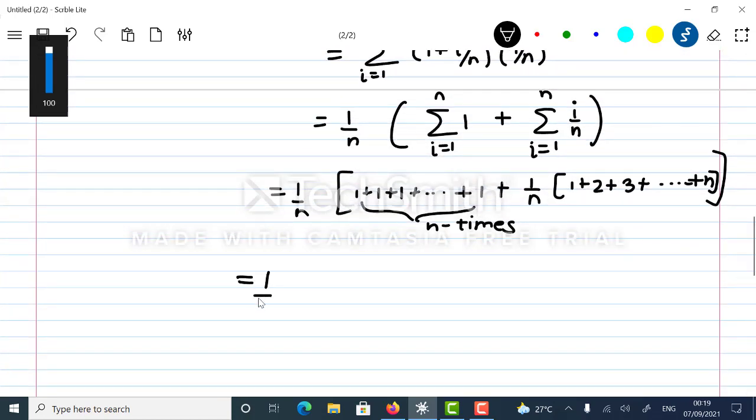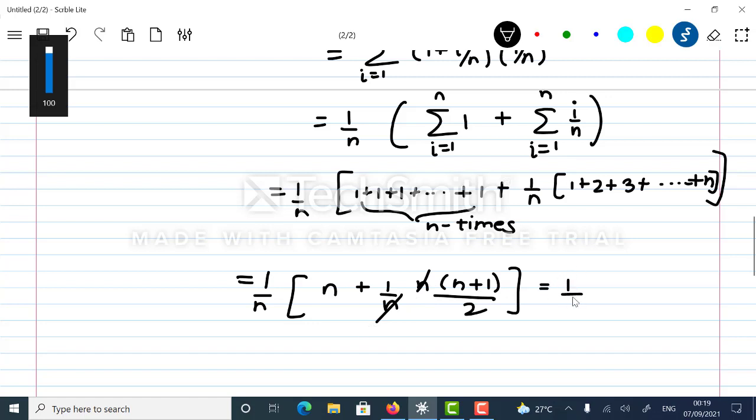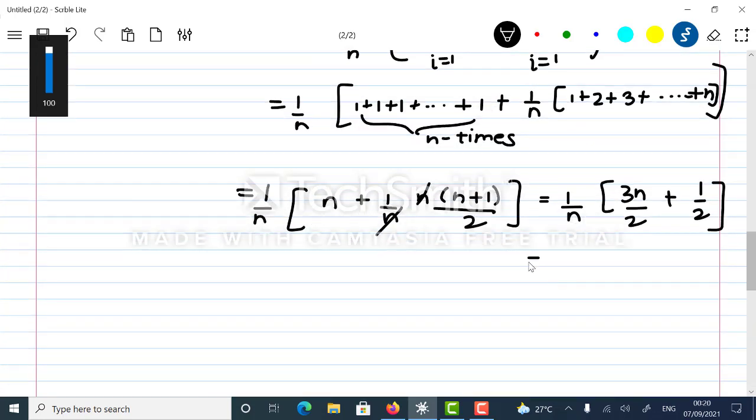So this is the same as 1 by n times: 1 added n times, so n, plus 1 by n times the sum from 1 to n, so n into (n plus 1) divided by 2. So this n and this n will get cancelled, and I will have 1 by n times (n plus n by 2, that is 3n by 2 plus 1 by 2). If I multiply 1 by n inside, I will get 3 by 2 plus 1 by 2n. So this is my U(P_n, f).